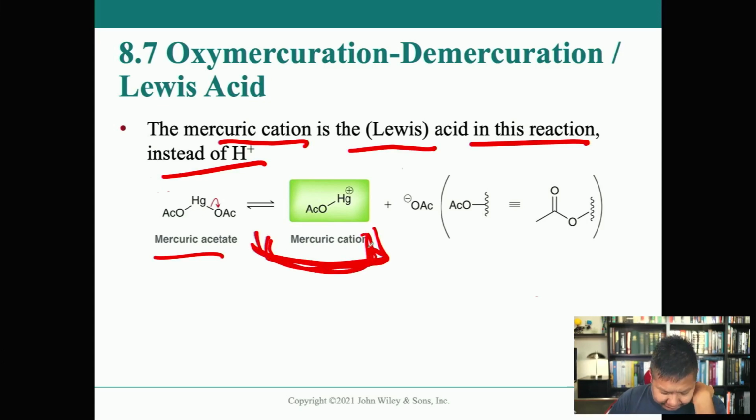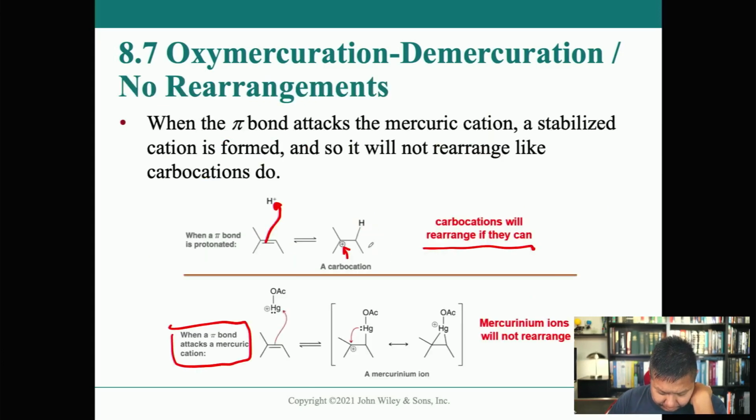The mercuric ion, cation. So if you use the mercuric cation instead of a proton, you can still do the same kind of thing, where the pi bond will attack the mercuric cation, just as if it were a proton. And now the double bond has formed that single bond with the mercuric cation.